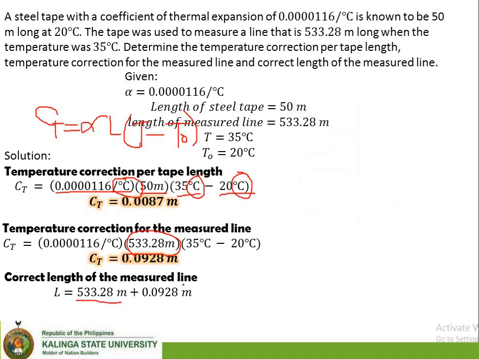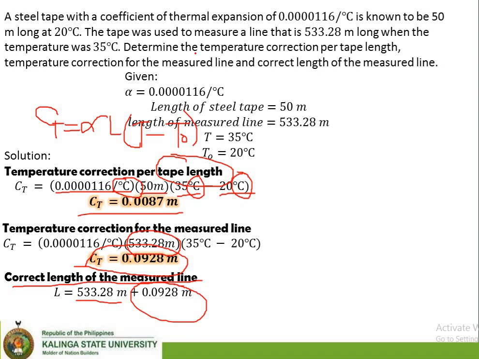Lastly, the correct length of the measured line is 533.28 plus 0.0928 meters. Bakit hindi ko ginamit ito? Again, itong 0.0087, that is the correction per tape length. Ang hinahanap kasi natin is the corrected length of the measured line. So, ito yung gagamitin natin ngayon. Bakit plus? Bakit hindi minus?